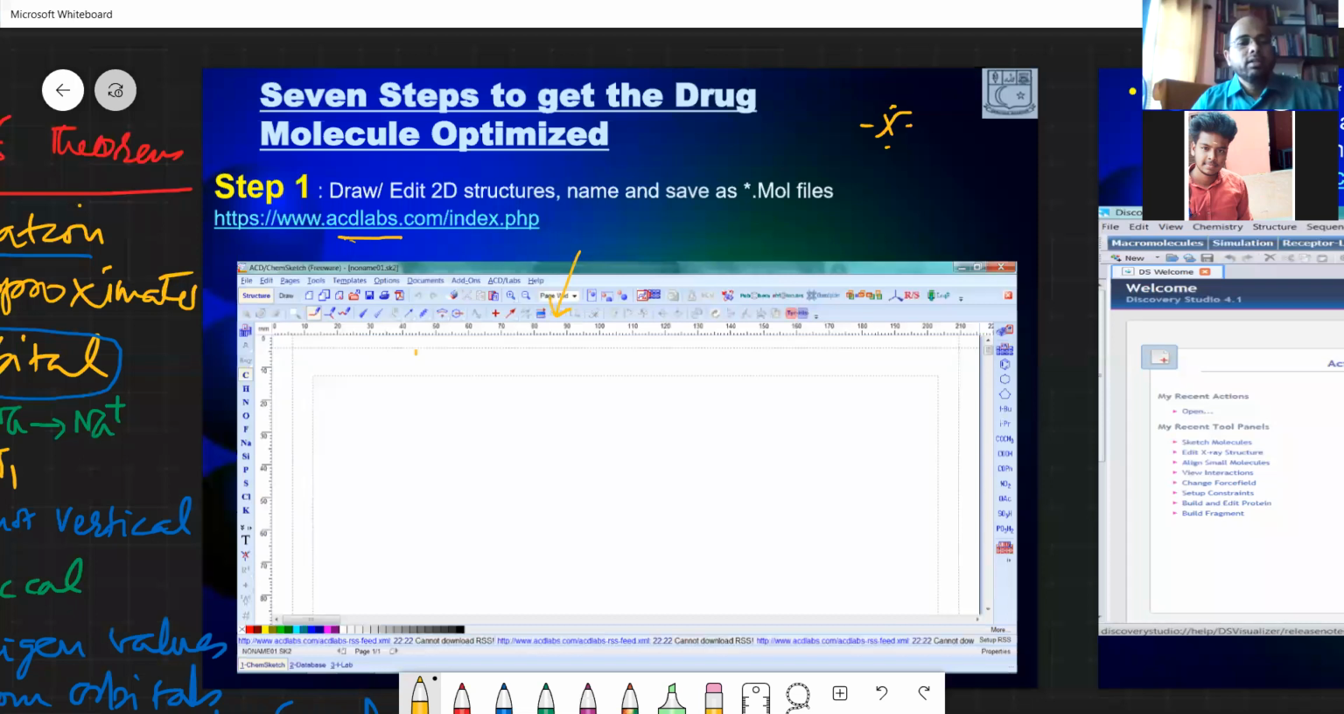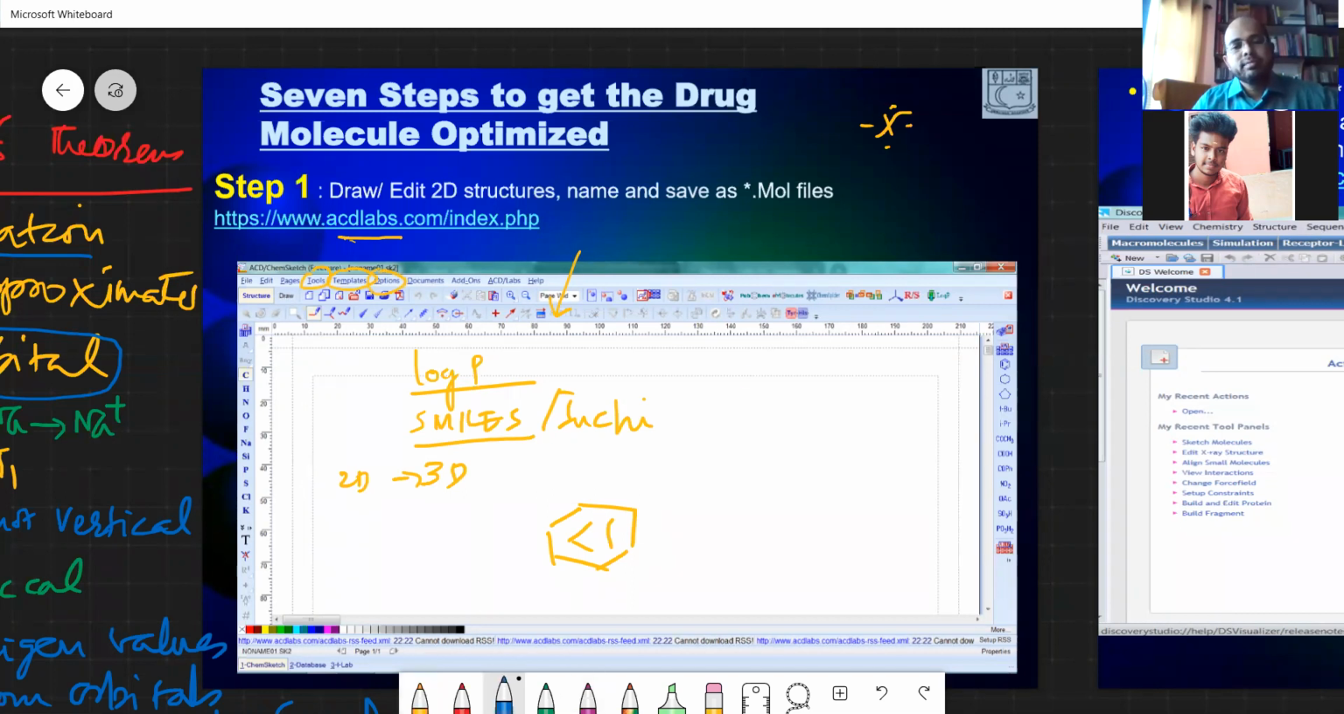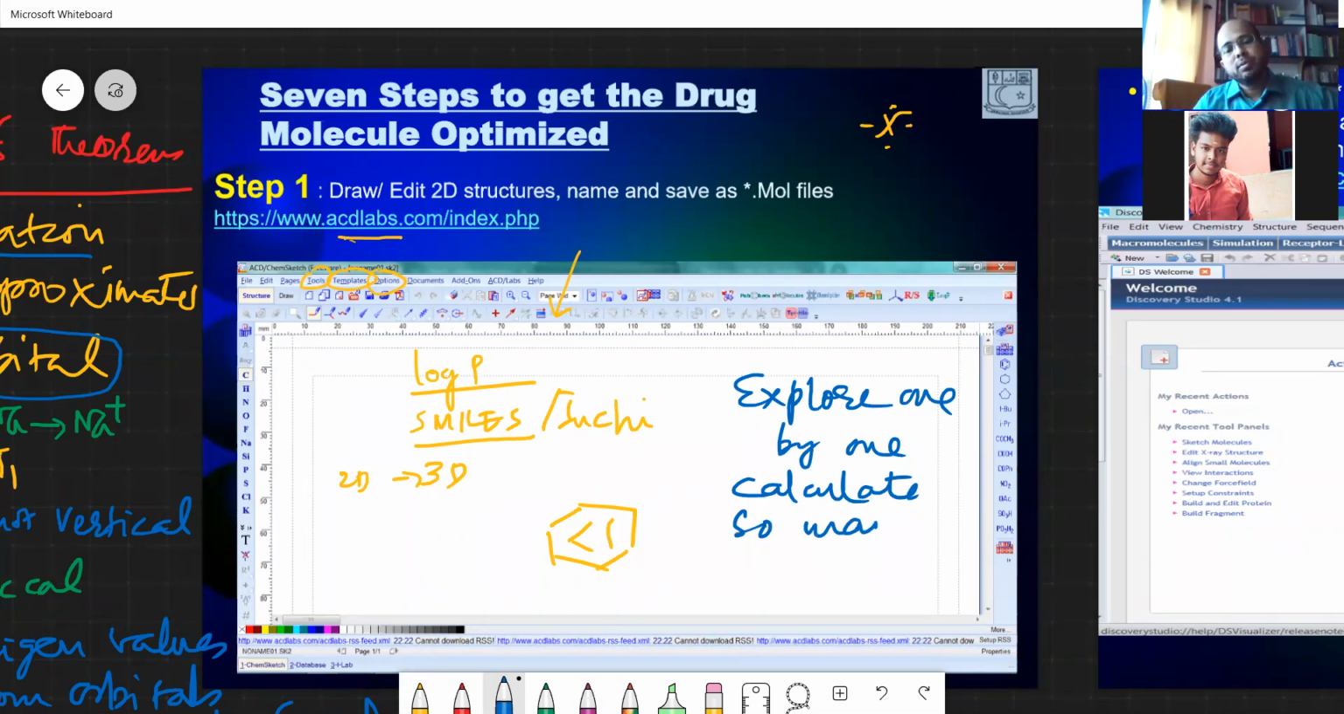In this help section, you have been able to calculate log P, and you have converted the structures into SMILES and InChI format. And you have even converted 2D into 3D formats. Here you can draw the structure, and after drawing the structure, you can click over this. There are so many options there, tools, templates. One by one, you can explore them, and you can calculate so many values, so many parameters.